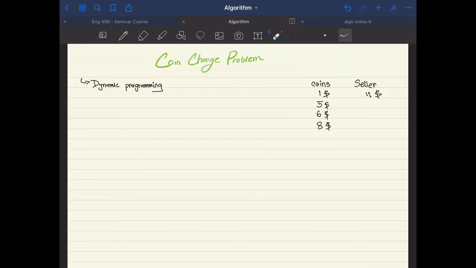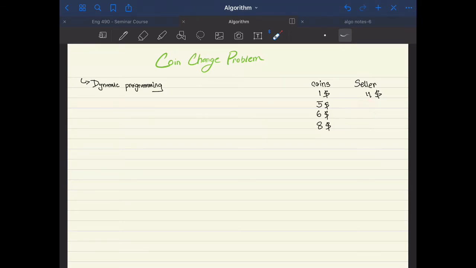Welcome back to another video, and today we'll be discussing the coin change problem. This is a part of dynamic programming, and the concept here is, let's say you have bought something from the store for $11 and now you have an infinite amount of coins in your pocket. So what's the minimum number of coins that you'd need to pay the seller?